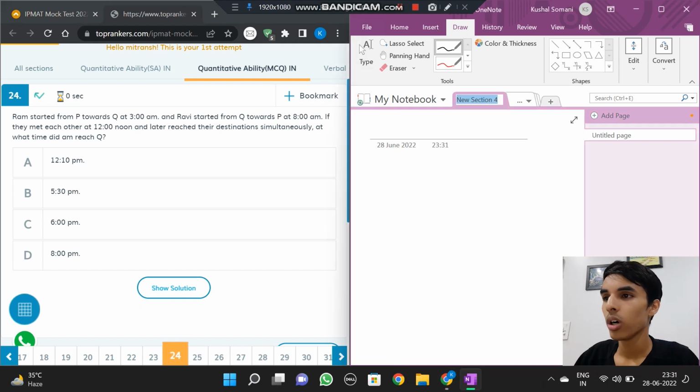Okay. So Ram started from P towards Q at 3 a.m. and Ravi started from Q towards P at 8 a.m. If they meet each other at 12 noon and later reach their destination simultaneously, at what time did A reach Q? I think there's some error in the question.